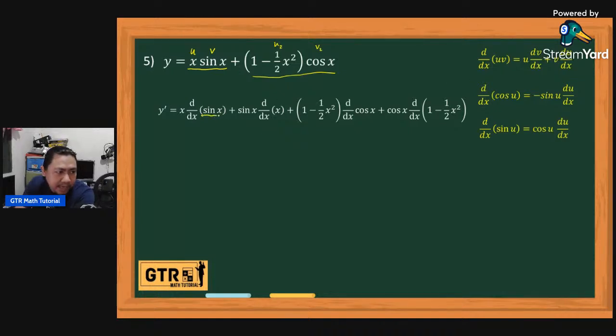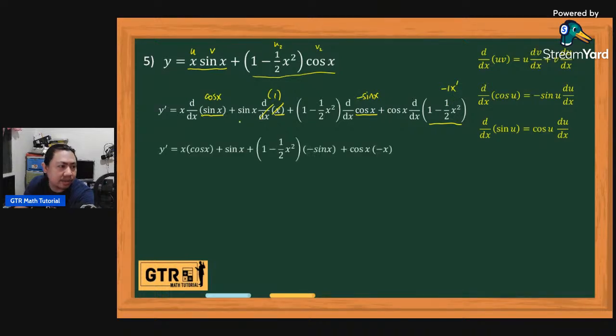So derivative of sine x, this is cosine x. Derivative of x with respect to x is simply 1. So this term is only 1. Derivative of cosine x, this term will become negative sine x. And then this term, derivative of 1 is 0. Derivative of 1 half x squared: multiply 2 to 1 half, so that is 1, negative 1, no need to write, and then x raised to 2 minus 1, so 1. So therefore, equal na lang sa negative x. Okay? So sulat lang natin.